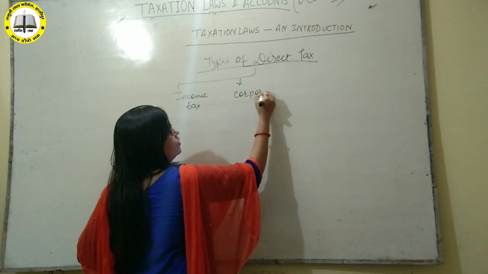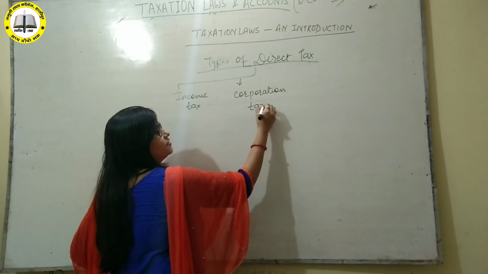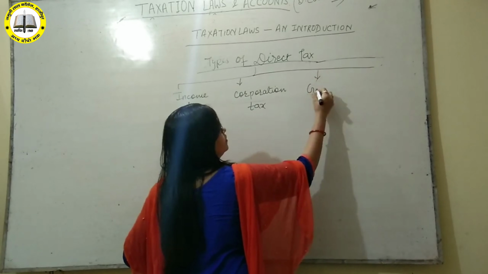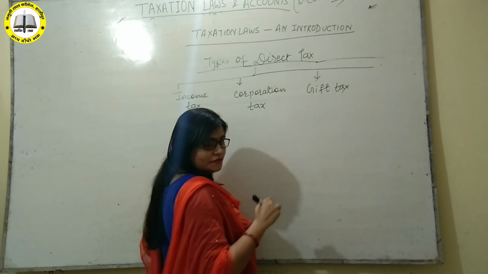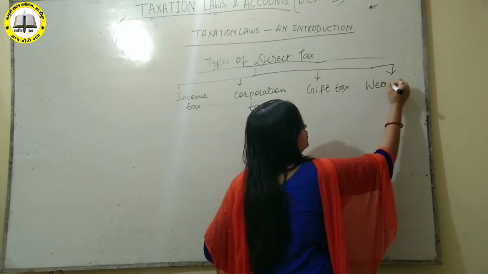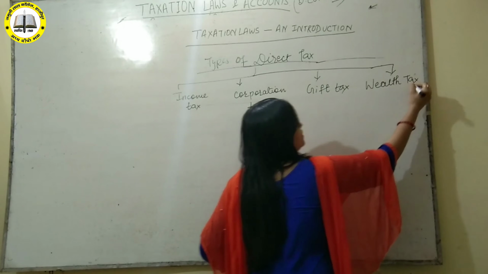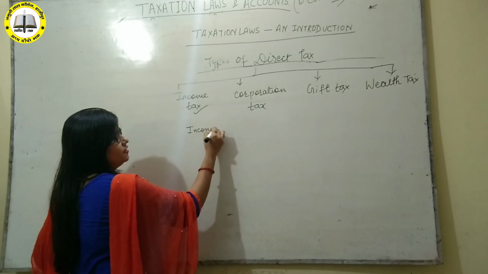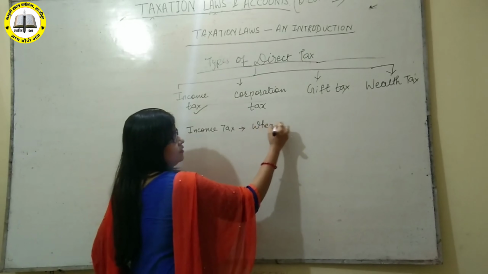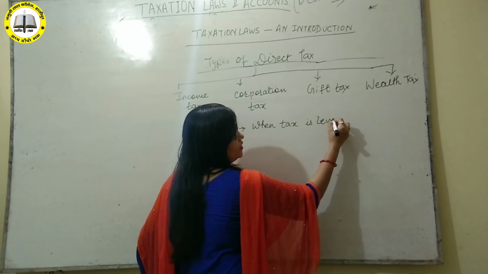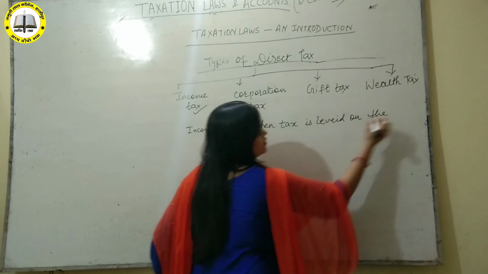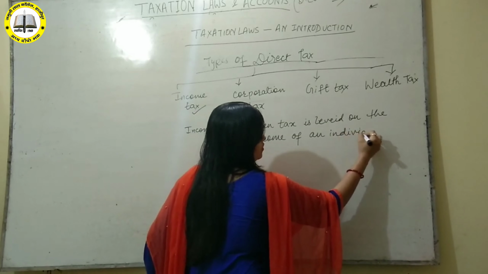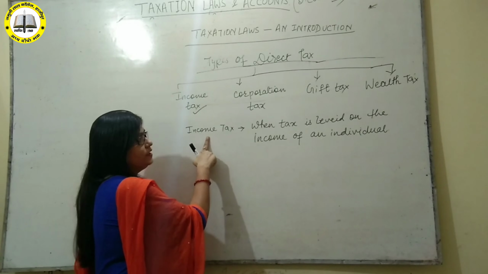Second is corporation tax. Third is gift tax, and the next is wealth tax. So we will firstly know about income tax. So what is income tax here? When tax is levied on the income of an individual, then it is income tax.